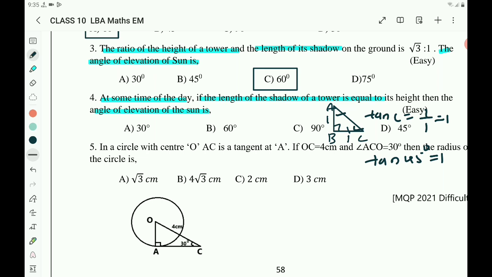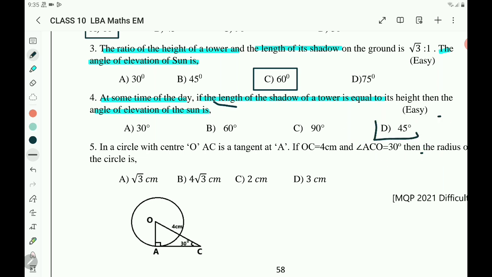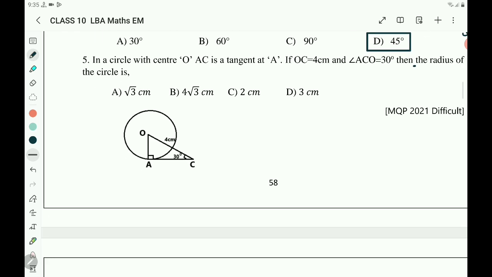Here, it is given that length of the shadow of a tower is equal to its height. As AB and BC are equal, it is a right angle triangle in which two sides are equal and two angles are equal, meaning the angles other than the right angle are equal to 45 degree. So directly you can say, what is the answer here? Here is option D, 45 degree.